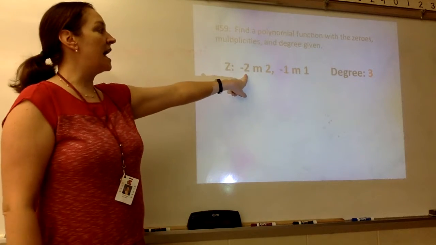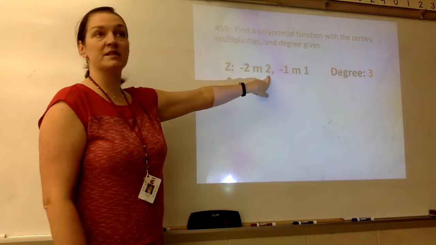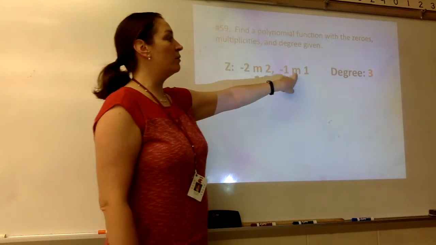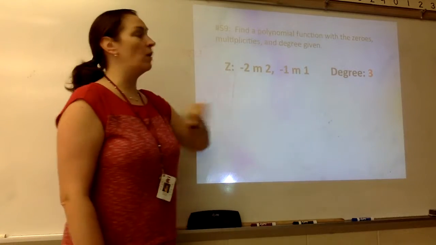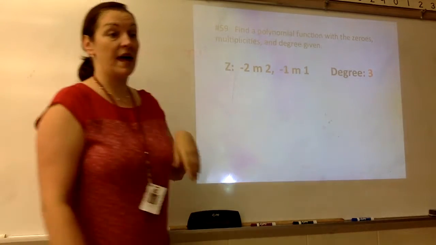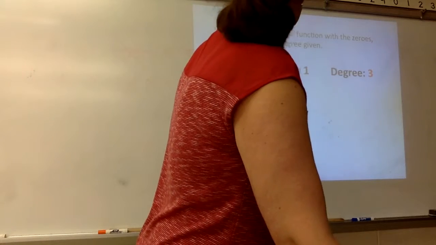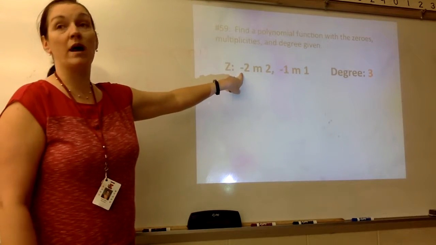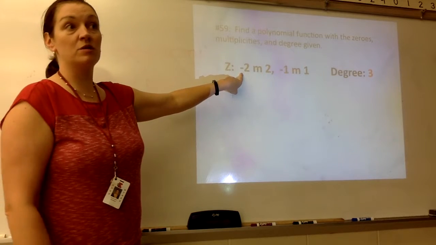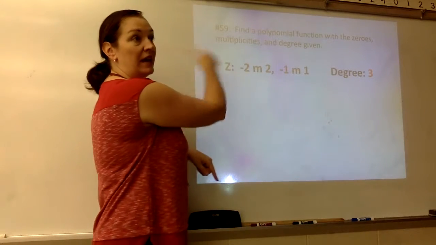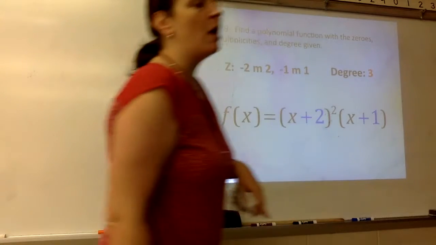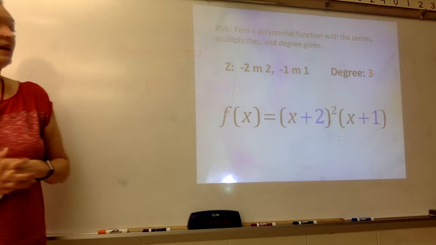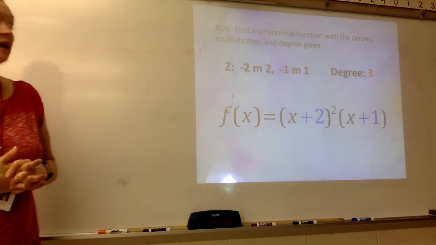So this is a -2 as the 0 with a multiplicity of 2, which means this is an x-intercept of -2. -1 with a multiplicity of 1 means that -1 was the x-intercept. So the first thing we're going to do is take the zeros information and translate those into quantities, also known as taking the 0 and writing it as its factor. If we do that, this is what we have: the quantity x plus 2 squared times the quantity x plus 1.